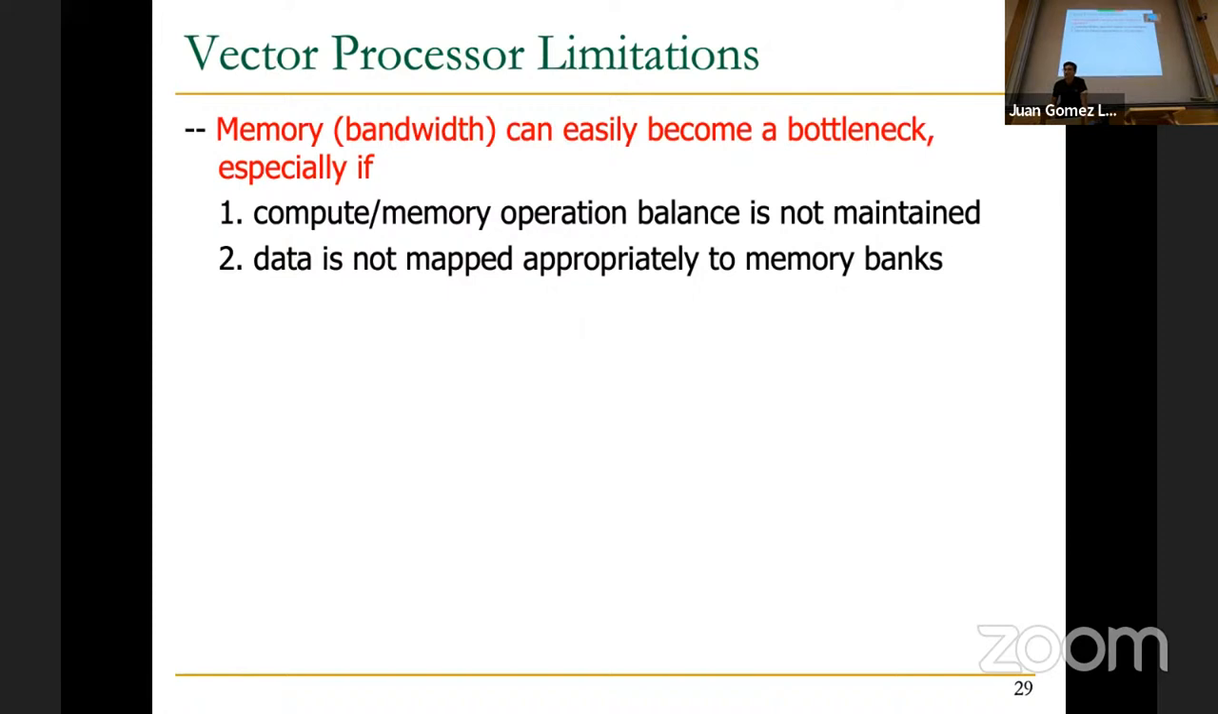One more limitation, or one more drawback, of vector processors: the memory bandwidth can easily become a bottleneck, especially if either data is not perfectly laid out in memory, such that all the elements that you're going to access are stored one after the other in the memory array, or because we need to access a lot of data from memory, but the amount of computation per data element is very small.